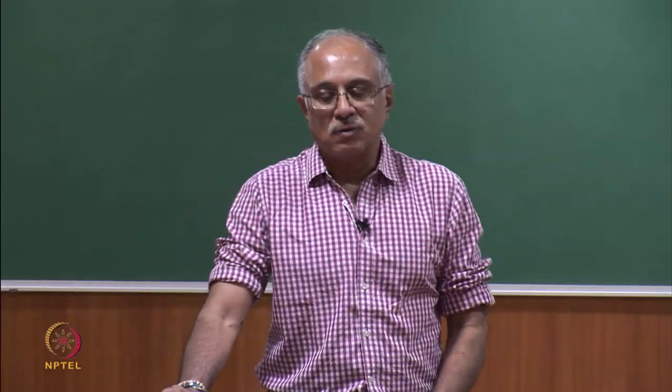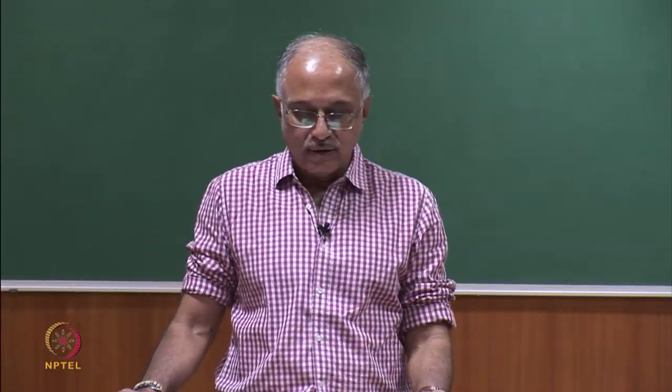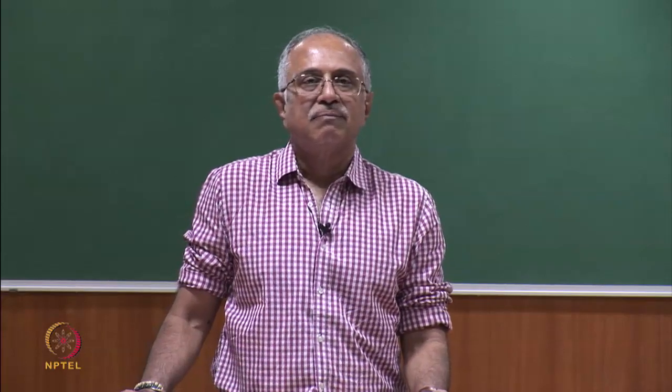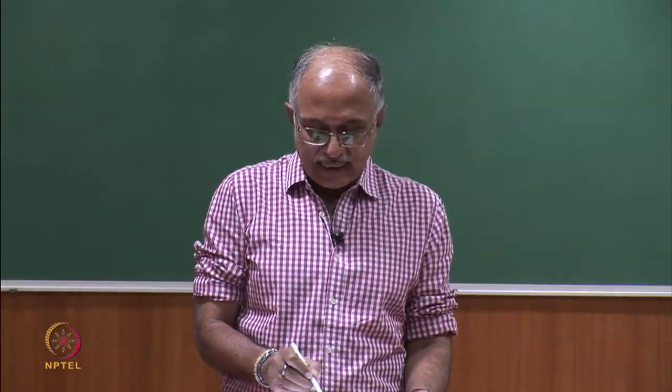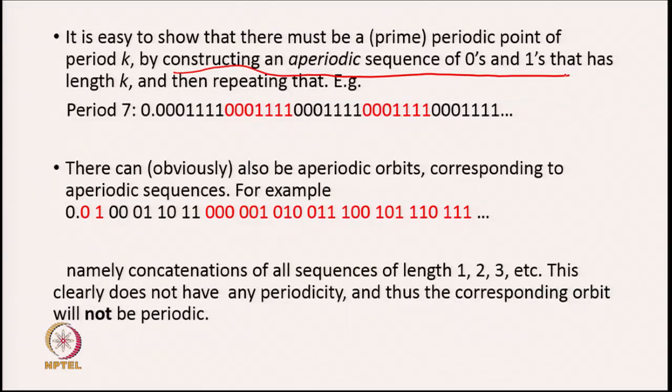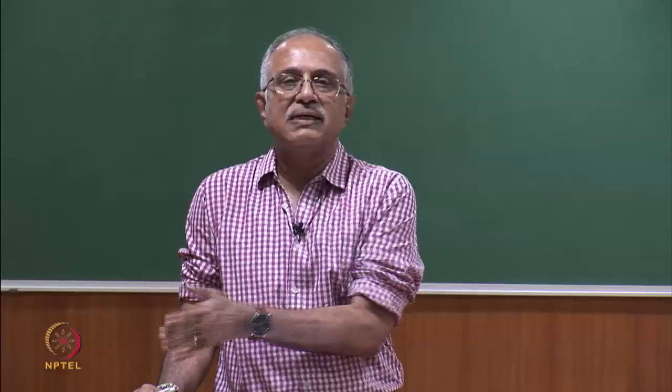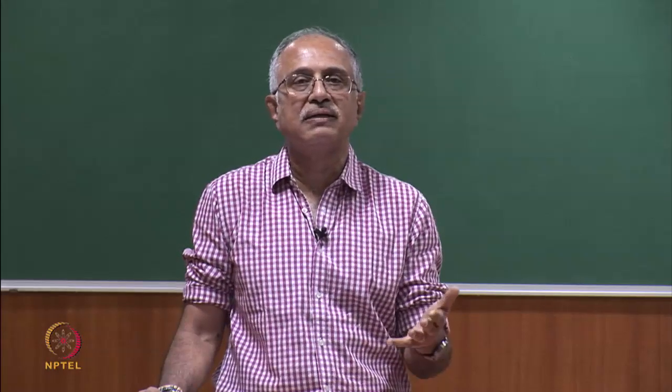It is also easy to show that there must be prime periodic orbits of period k by simply constructing one. You start by taking an aperiodic sequence of zeros and ones which has got length k, and then simply repeat it ad infinitum. So, for example, to get a period 7 point, I just have to start with 3 zeros, 4 ones. This is itself aperiodic, and then just simply repeat it. If I do that, now this is an orbit which has prime period 7.